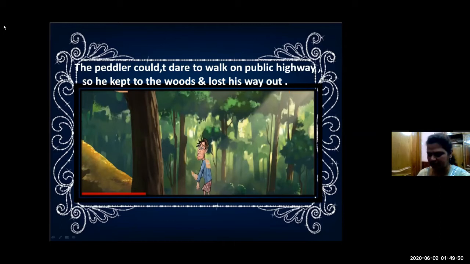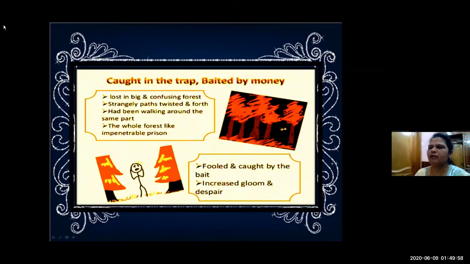So he kept to the woods and he lost his way there. He was trying to come out, but he was not able to find the way. This was a very big and confusing forest. Very strange, twisted paths were there, and he was walking and walking. After some time, he realized that he had come to the same point once again. So the whole forest was looking like an impenetrable prison to him.